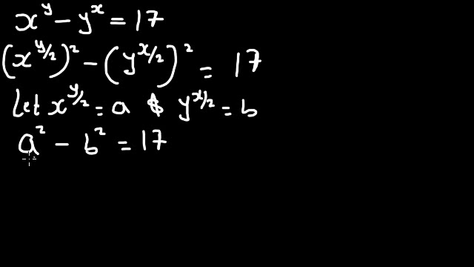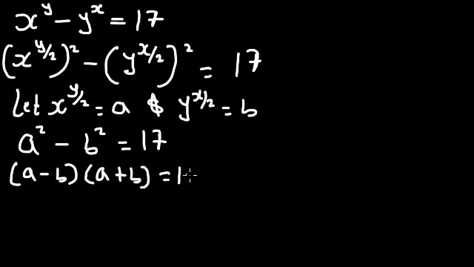Now in algebra, we learned that when we have the difference of two squares, it becomes simplified and we express it as a minus b multiplied by a plus b, and this is equal to 17.